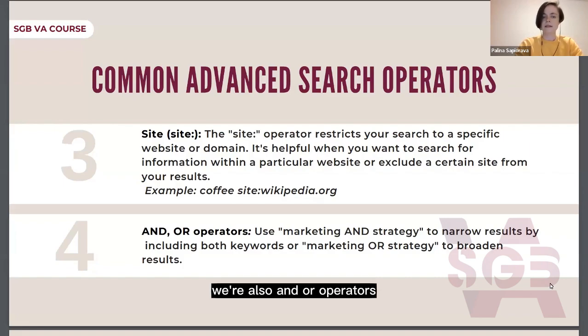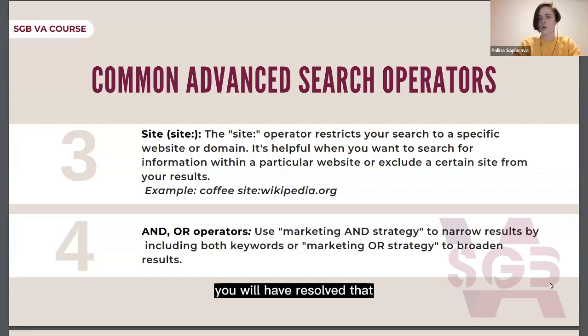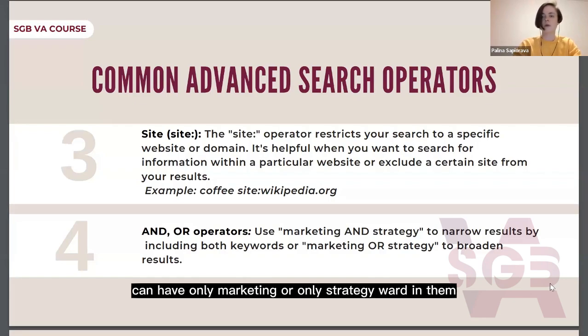There are also AND and OR operators. So the AND operator will show you results that have both words in them, like marketing and strategy. Two words, same page, for example. When you use OR, you will find options that will have either the first word or another, like marketing or strategy. You will have results that can have only marketing or only strategy in them, but it will really broaden your results.